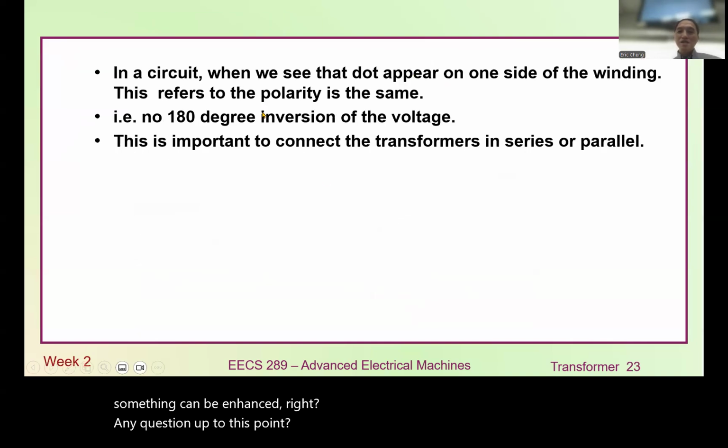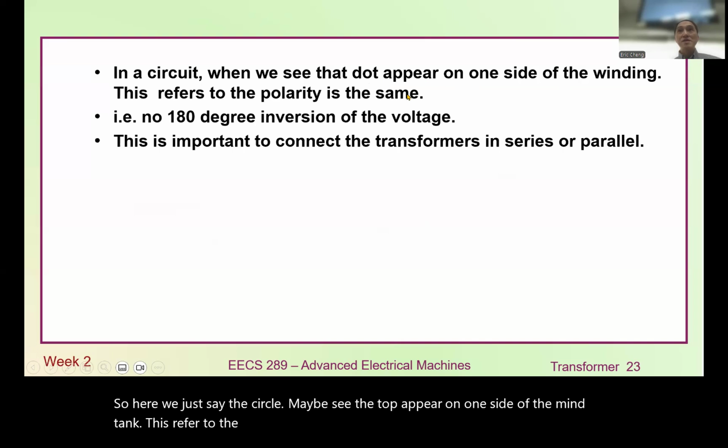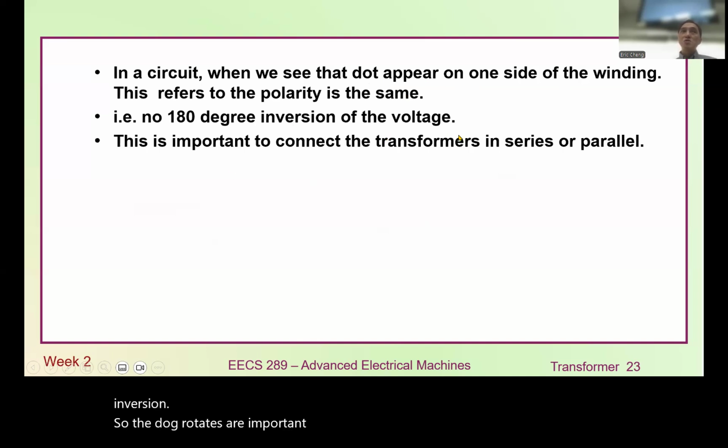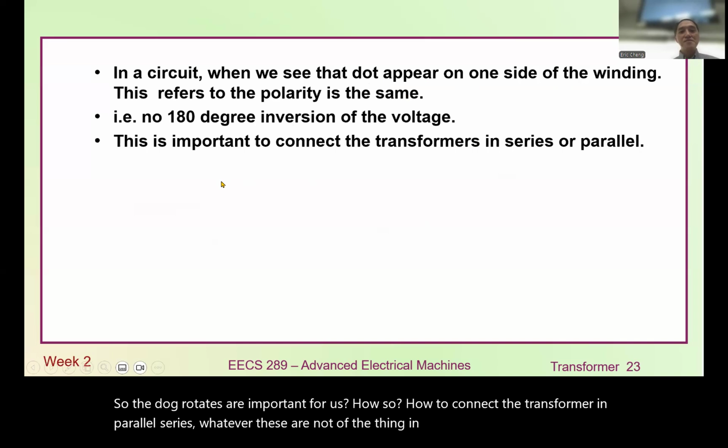So here we just say, in the circuit, when we see the dot appear on one side of the winding, this refers to the polarity being the same. They are the same polarity. That means no 180-degree inversion. So the dot rotation is important for us, for how to connect the transformer in parallel, series, whatever. There's a lot of things in here.